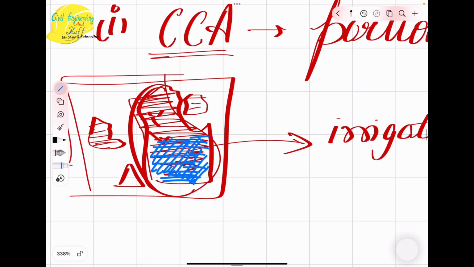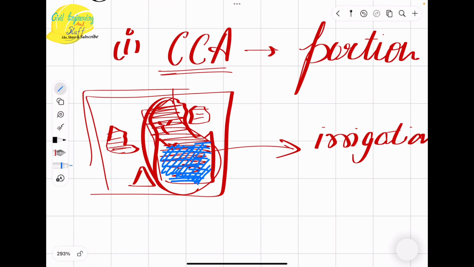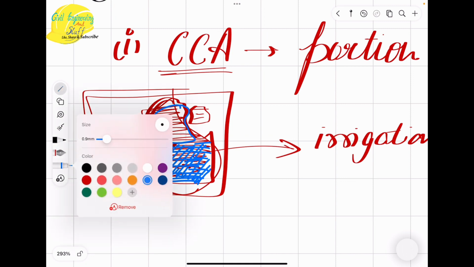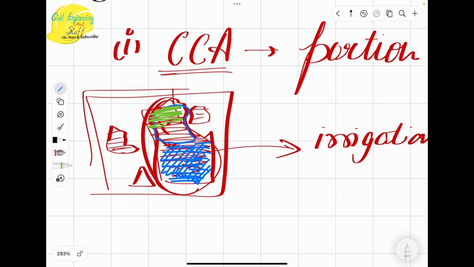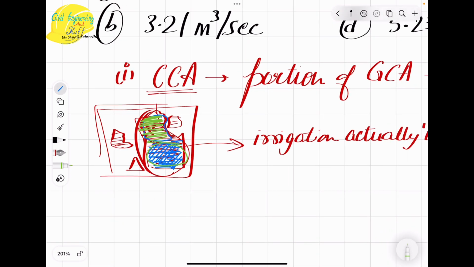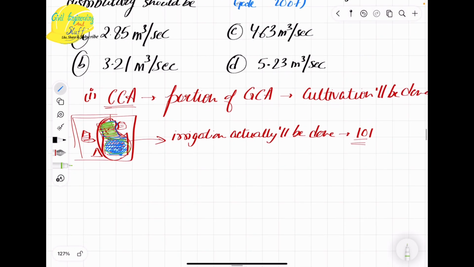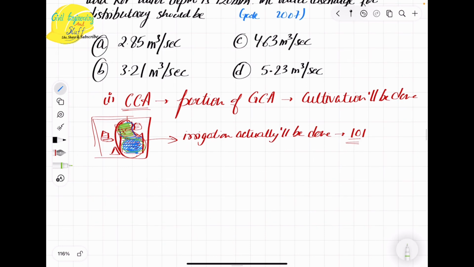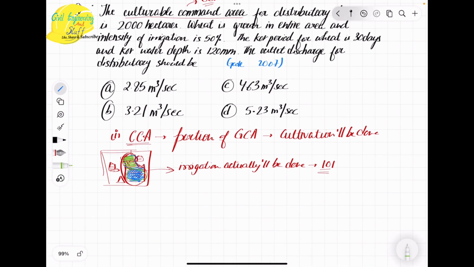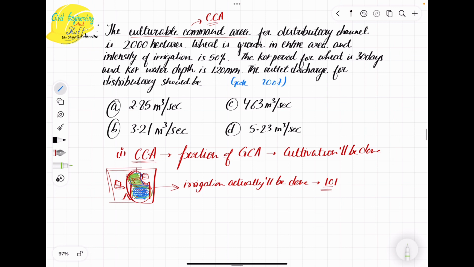intensity of irrigation. Because let's say in summer some crop is grown and part of the land may be kept barren for replenishment purpose or some reason, then in the next season this part cultivation is done and this part is left barren, right? So that portion of CCA where the irrigation is proposed is what we call the intensity of irrigation. Clear?